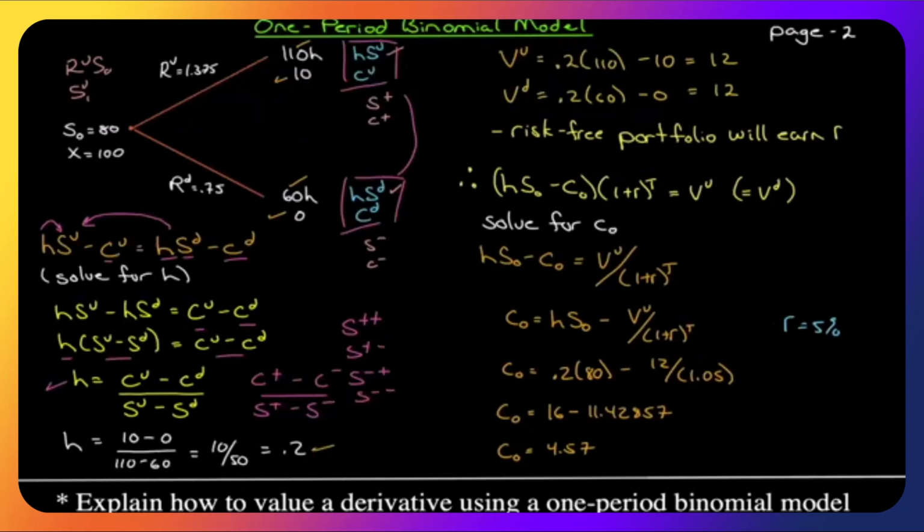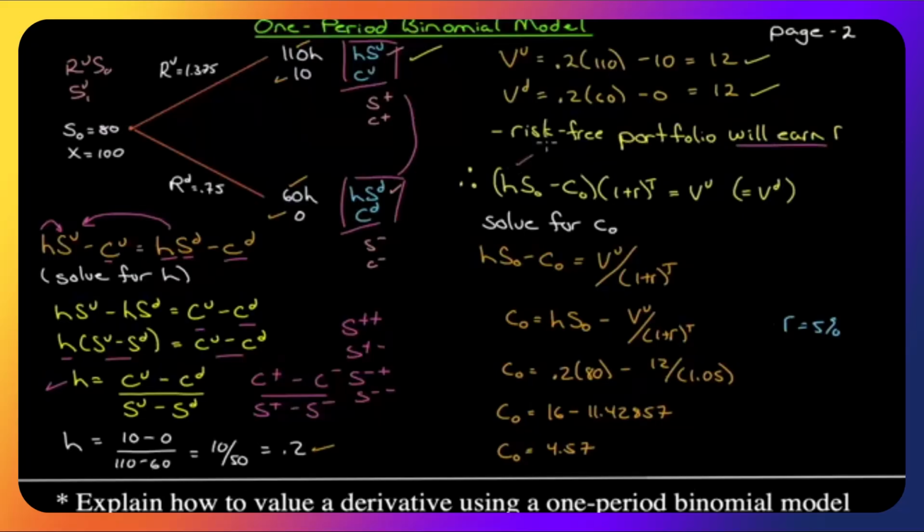Let's find out if the two portfolios have the same value now. Well, there's H, 110H minus the 10. So it's 0.2 times 110 minus $10. We get 12. The portfolio is worth $12 if the price moves up. The portfolio is worth $12 if the price moves down. And as we said on the previous screen, a risk-free portfolio will earn R.